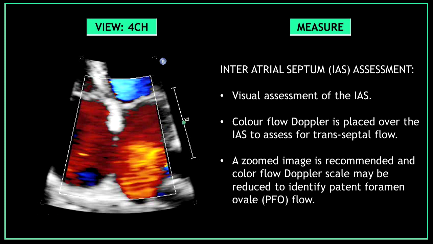Obtain a zoom view of the interatrial septum and perform a visual assessment. Color flow Doppler is placed over the interatrial septum to assess for transseptal flow. A zoomed image is recommended, and color flow Doppler scale may be reduced to identify PFO flow.